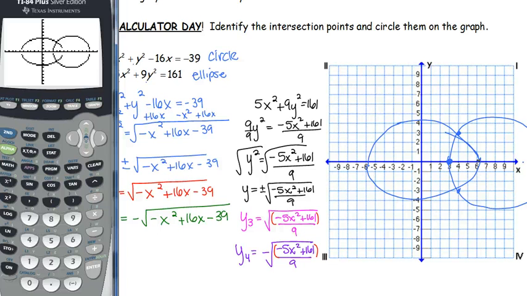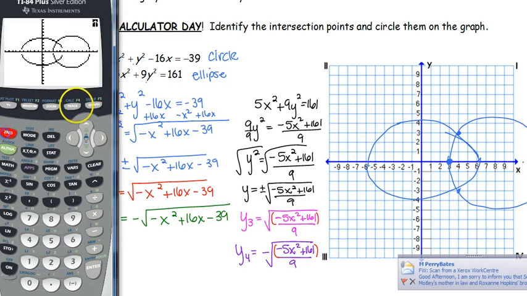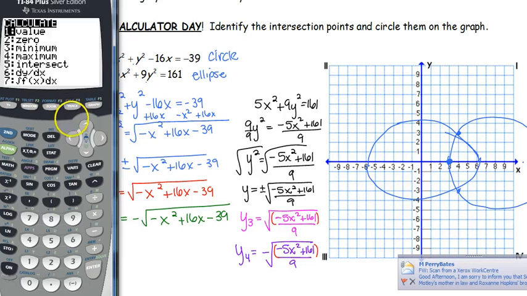Now what we have to do is find the intersection point between them to find where they match. To do this, we go to second trace. We want to find our intersect, which is number 5.